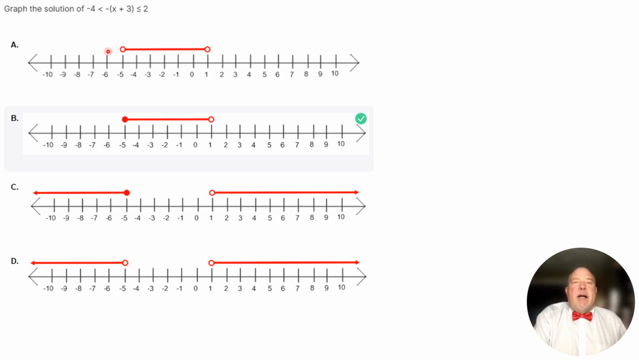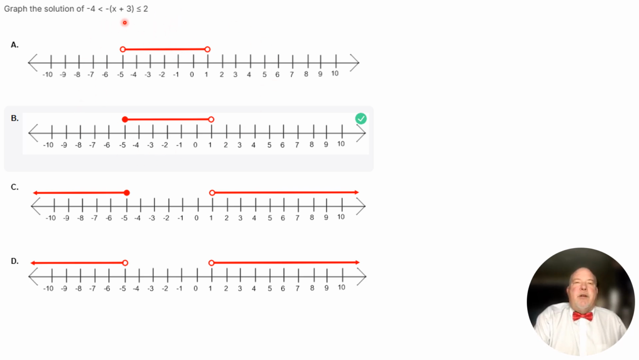All right. Now, why is that important? That's important because if you know that, you may also know that when you graph an "and" compound inequality, it looks like A and B. This is what the graph of an and looks like. C and D are what the graphs of "or" compound inequalities look like. So if you know that, you know the answer is going to be either A or B.